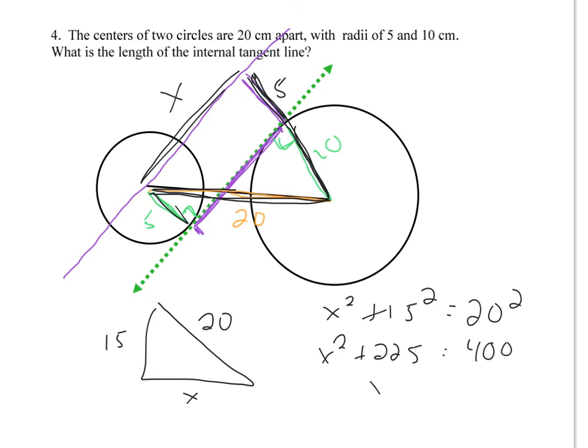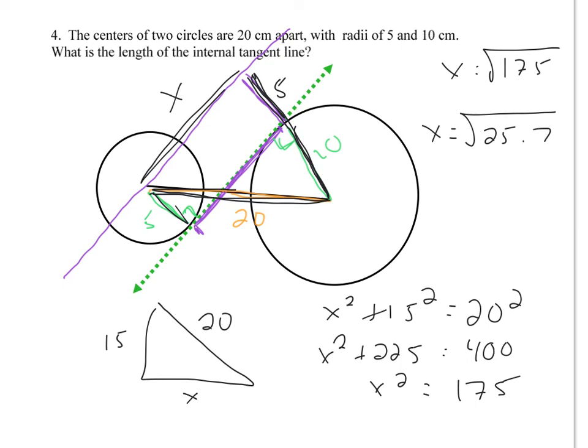Subtract the 225 from both sides. x squared is equal to 175. So x is equal to square root 175. We know that 175 is 25 times 7. So x equals square root of 25 times 7. So x is equal to 5 root 7, because now I can pull my 25 out and it becomes a 5, and root 7 is still left inside. So x is 5 root 7.